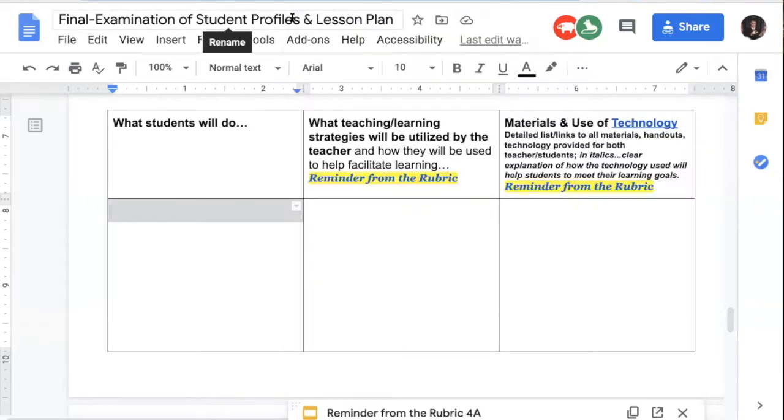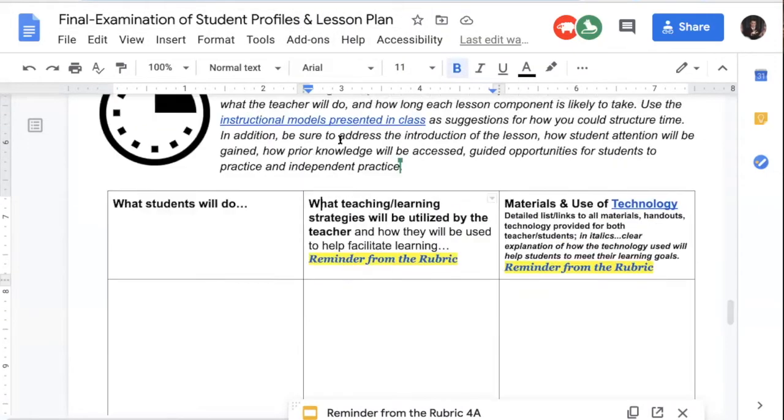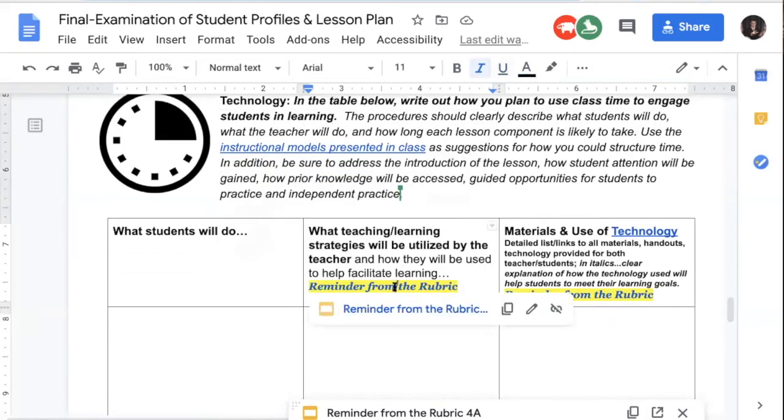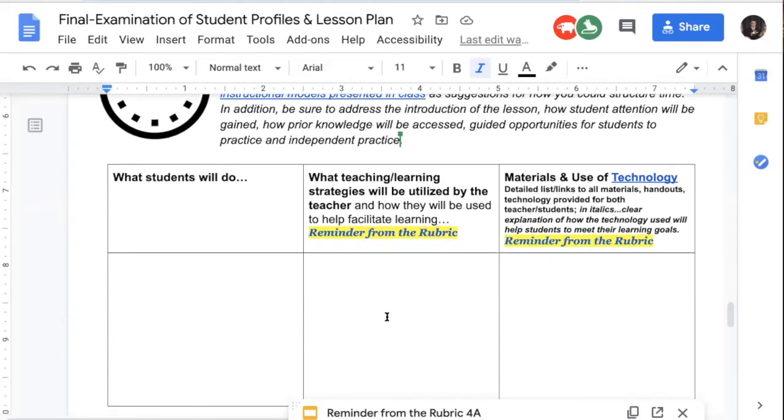In other words, this middle column will be full of the key elements of the instructional model, as well as the key elements of the rubric. Make it detailed enough that a substitute teacher could get up and actually pull off your lesson plan. It's that detailed.